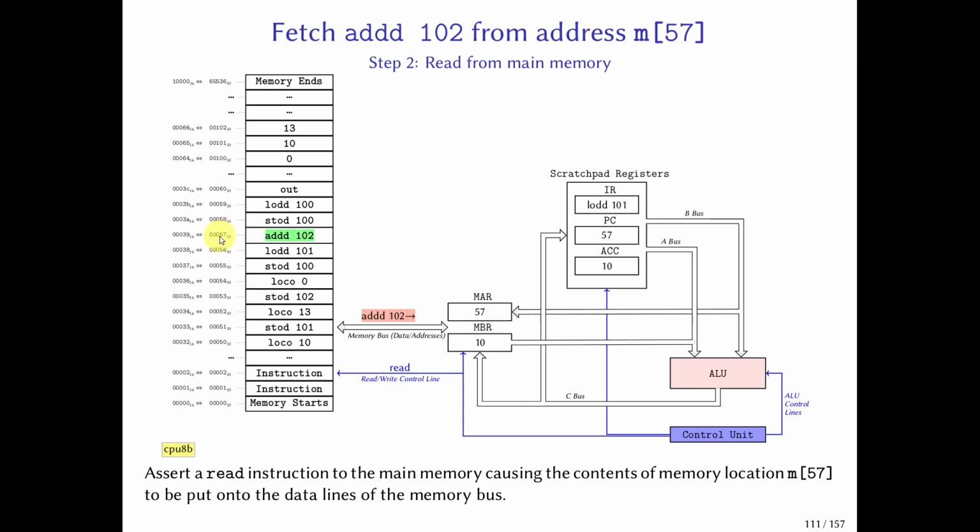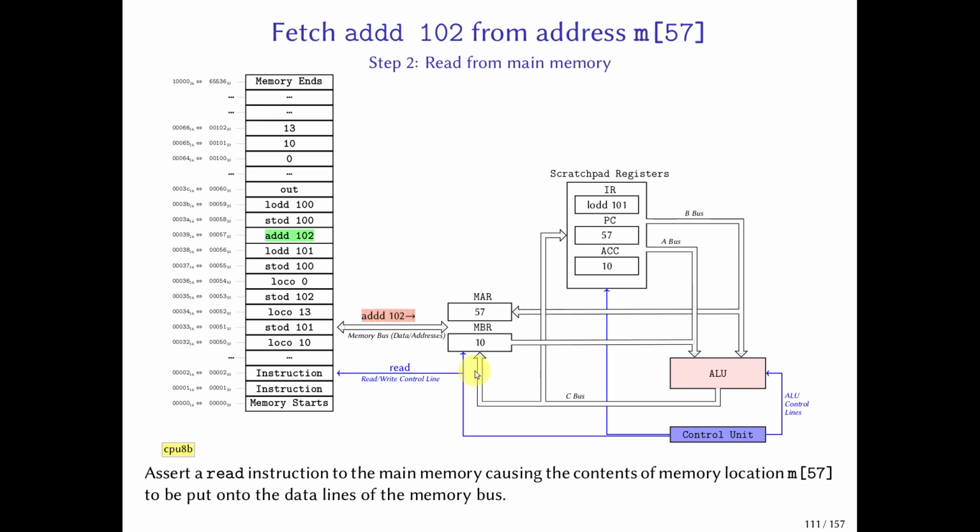It sees that it has to attend to memory cell 57, and because the instruction that has come from the control unit of the CPU is read, that means the contents of cell 57 have to be copied from that cell and sent to the CPU via the memory bus. And you can see there's the data travelling over the memory bus towards the CPU.